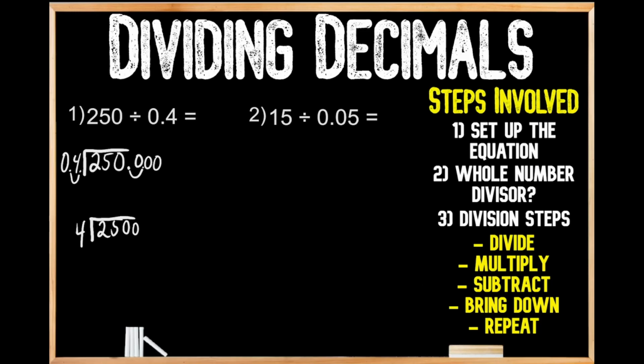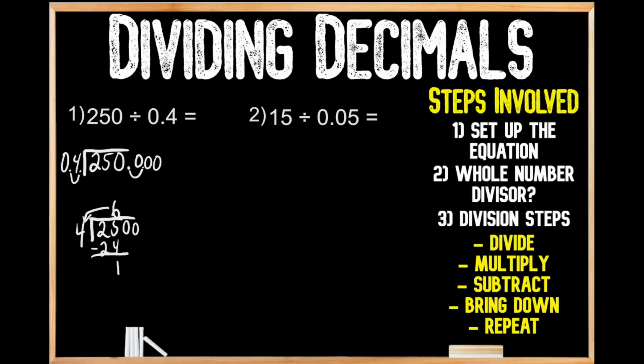Now we're thinking, how many groups of 4 can we make out of 25? Well, we know that we can make 6 equal groups of 4 out of 25, so we're going to write our 6 up top, and then we're going to move on to our next division step, which is to multiply. When we multiply 6 times 4, we get 24. And then next, our step is to subtract. When we take away 24 from 25, we're left with 1.